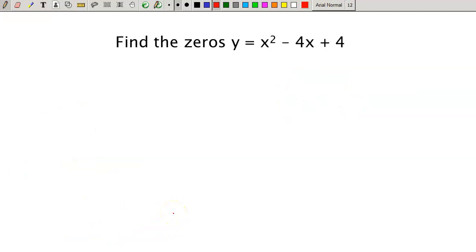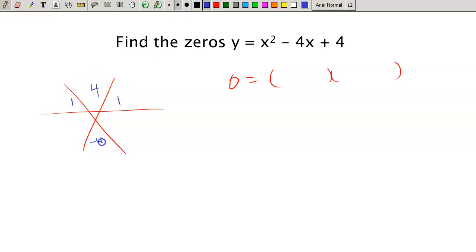If you want to give the next one another try, if you need another practice problem, here it is. Go ahead, find the zeros of y equals x squared minus 4x plus 4. All right, so answer here, you would set y equal to 0. You would try to factor this, which it is factorable, because I'm going to have 1 and 1 here. I'm going to have 4, negative 4. Think about what multiplies up to 4, but adds up to negative 4. That's going to be negative 2 and negative 2. Negative 2 times negative 2 is 4, and negative 2 plus negative 2 is negative 4.